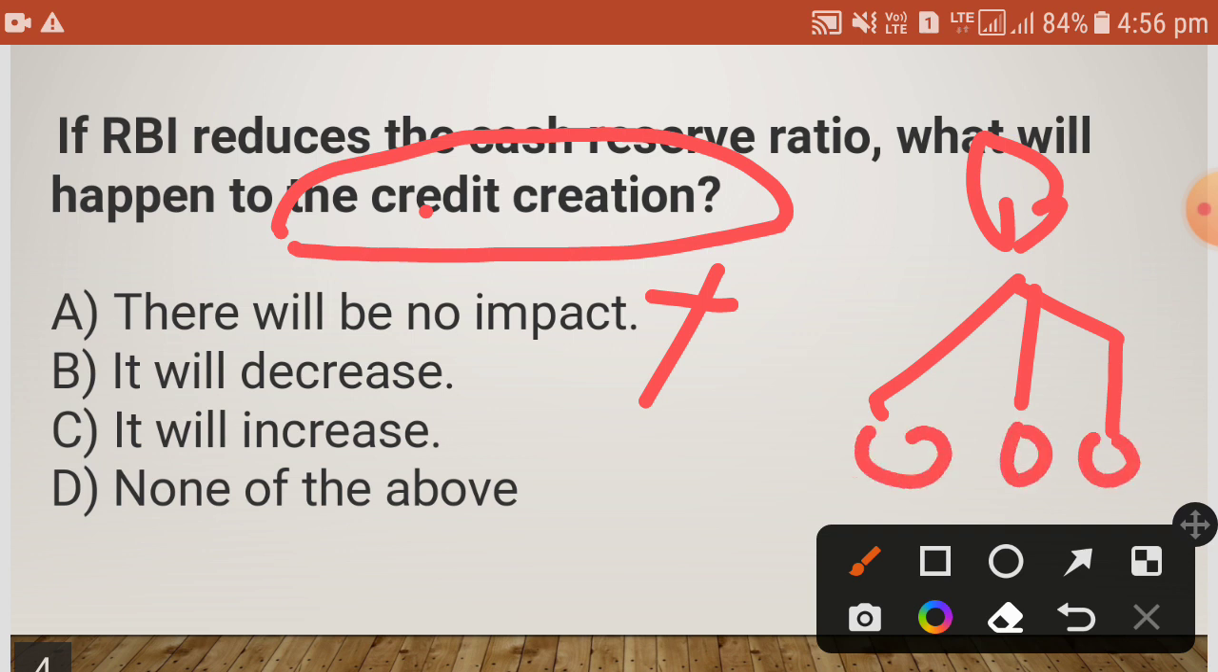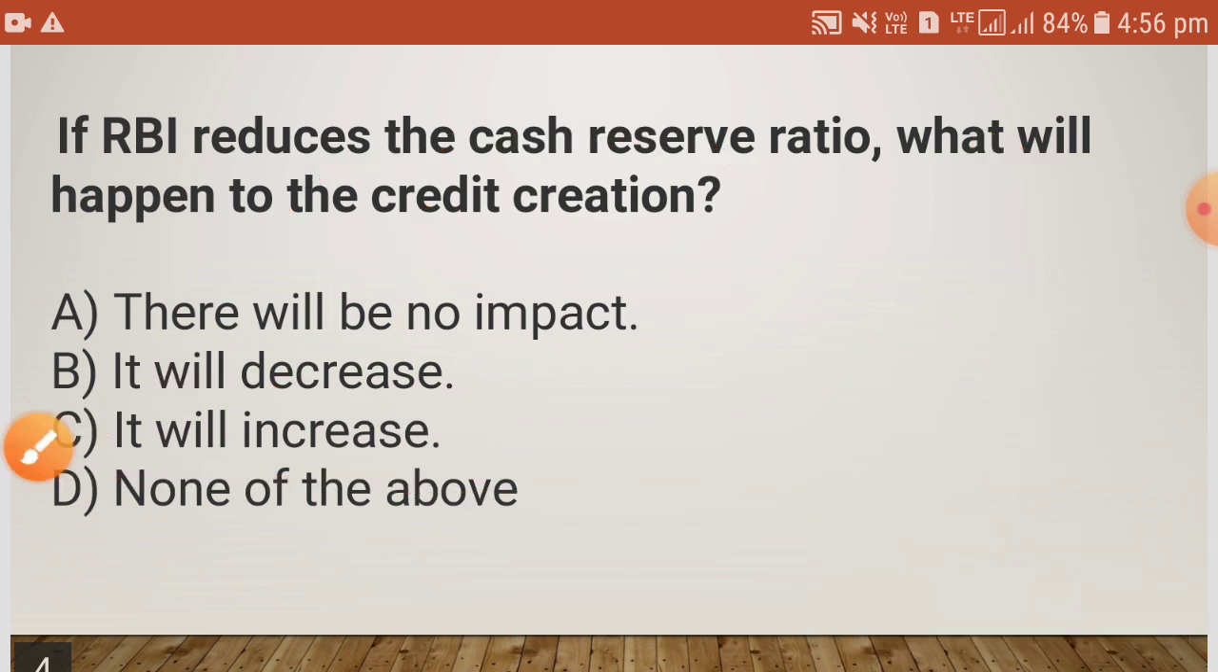So what will happen to the credit creation? It will increase. So I guess with the explanation itself you would have answered the question.